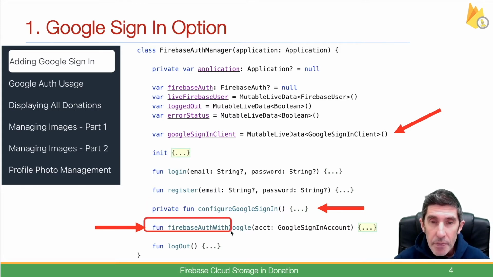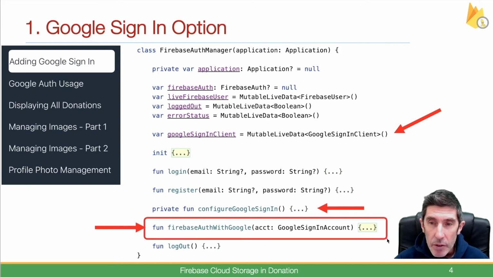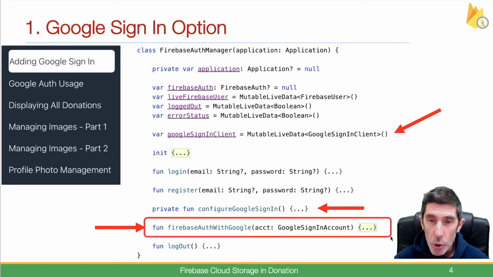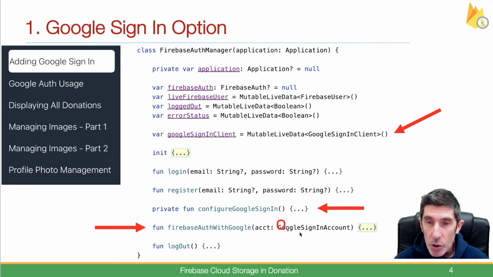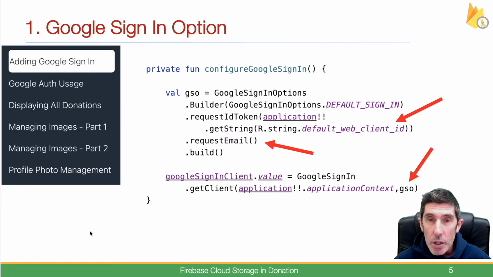And also then a function, Firebase Auth with Google, that will take that Google sign-in account and integrate it into our own application. Okay, so there are a few functions we'll have a look at, just tied to our Google sign-in. So looking at our configure Google sign-in, just setting it all up.